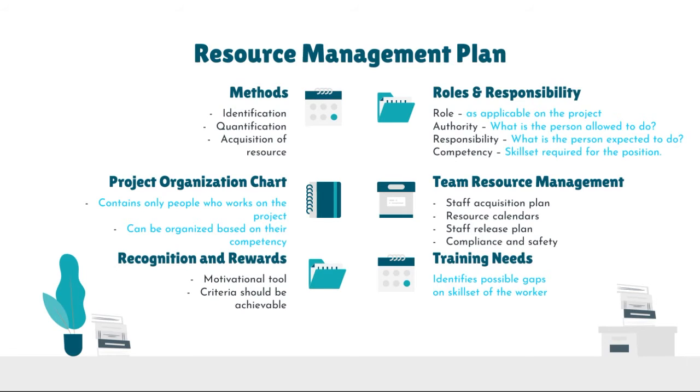Team resource management has to include a staff acquisition plan, resource calendars, a staff release plan, and compliance and safety. For training needs, it identifies possible gaps in the skill set of the workers. For methods, it has to be in identification, quantification, and acquisition of resources. The project organization chart contains only people who work on the project, and it can be organized based on their competency. And recognition and rewards are a motivational tool for the workers, and the criteria should be achievable.